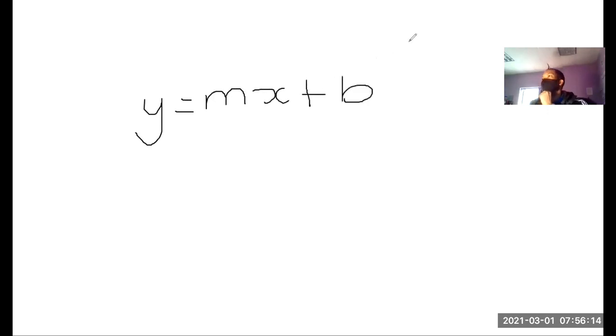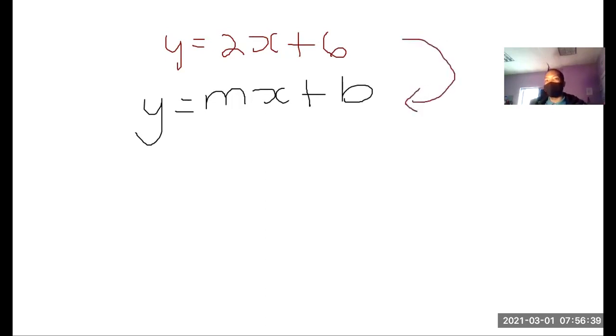Remember, we're doing these equations. We're doing something like y equals 2x plus 6. And then you can look at this and say, oh, this is a linear function. For one, the x isn't squared, so we know it's a linear function. Now, do you see the relationship between this equation and that equation? Do you realize that the 2 took the place of the m, and then the 6 took the place of the b?